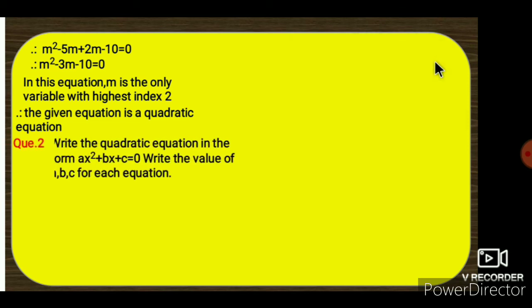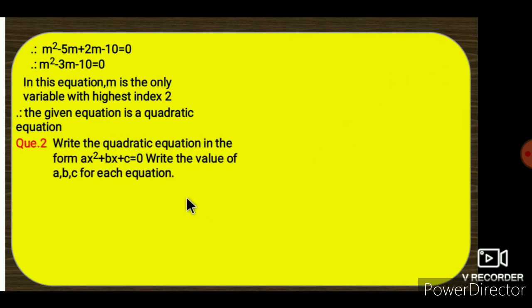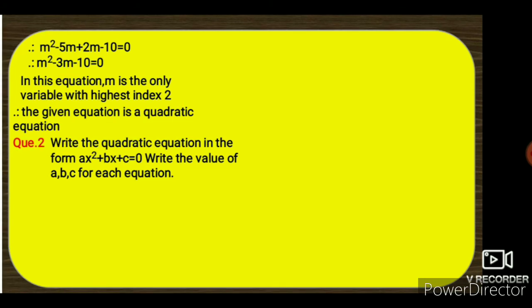Next question is: write the quadratic equation in the form ax² + bx + c = 0, which means the standard form, and write the values of a, b, c for each equation. Students, this type of question is also asked in the board exam for 1 or 2 marks.